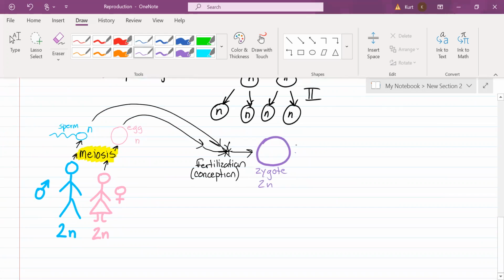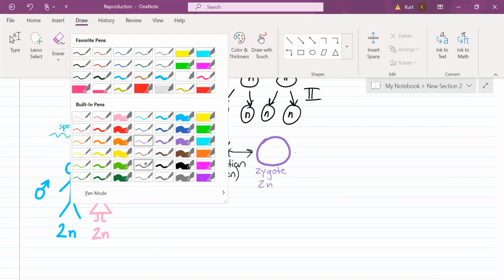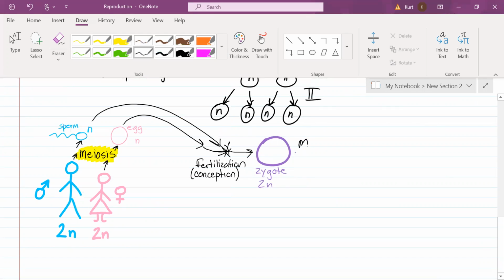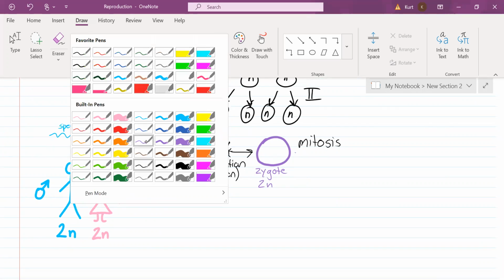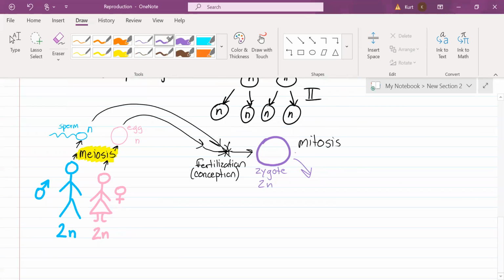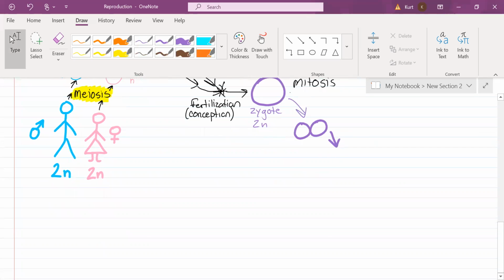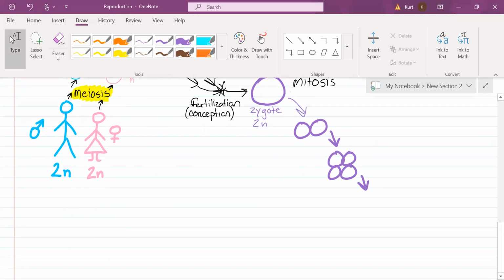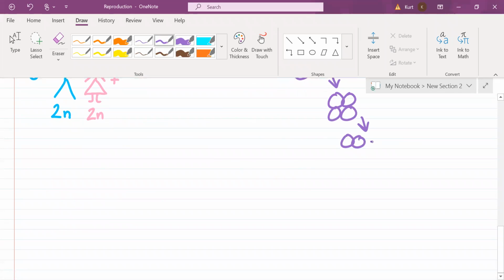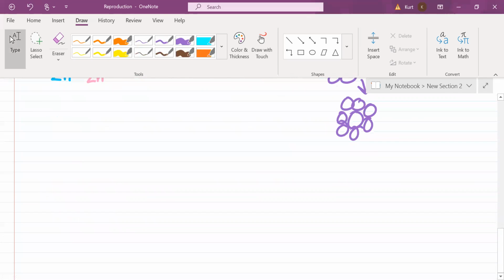All right, well, through the process of mitosis, and let me be clear on this, everything from here on out is mitosis. Mitosis is growth in this part. So one cell is going to divide into two cells. Two cells will divide into four. Four will divide into eight. Eight will divide into 16.